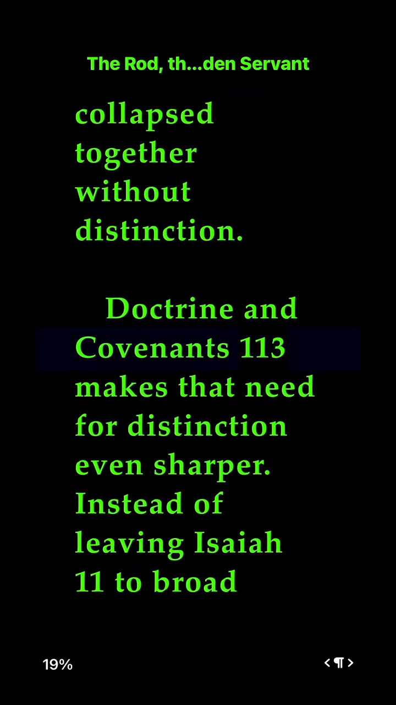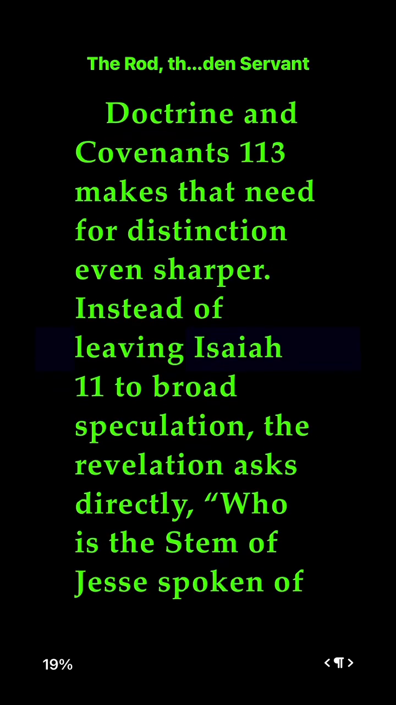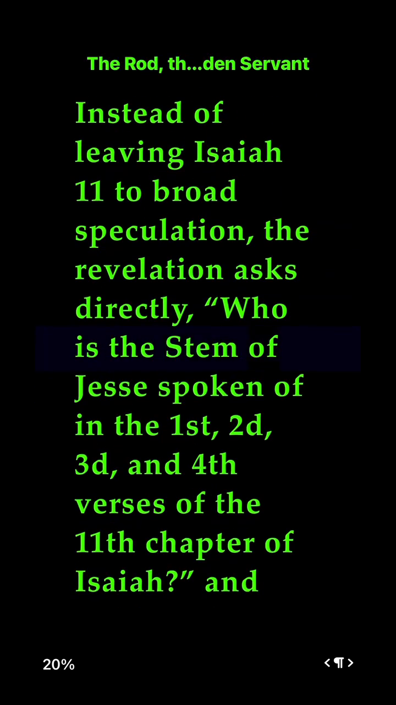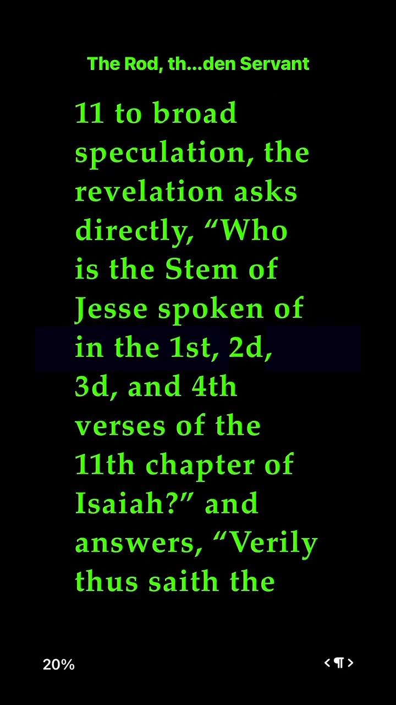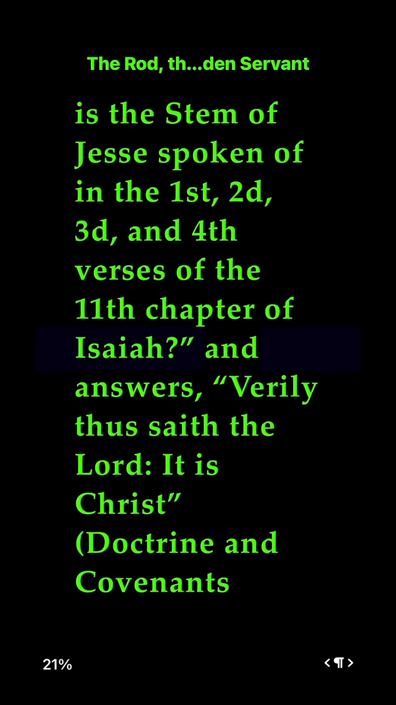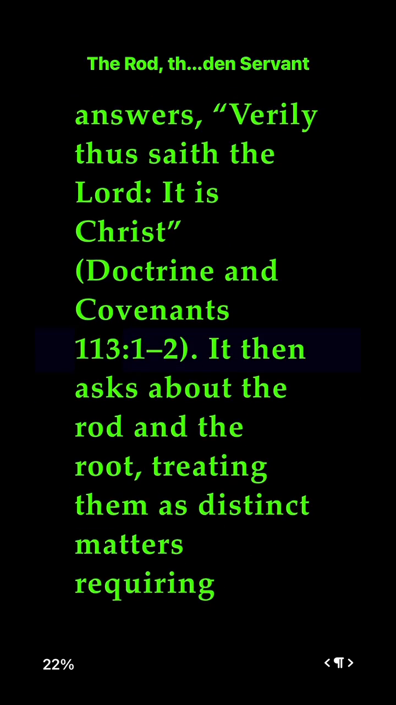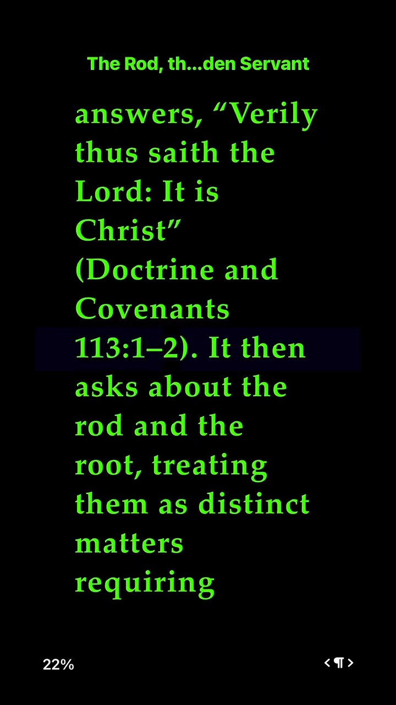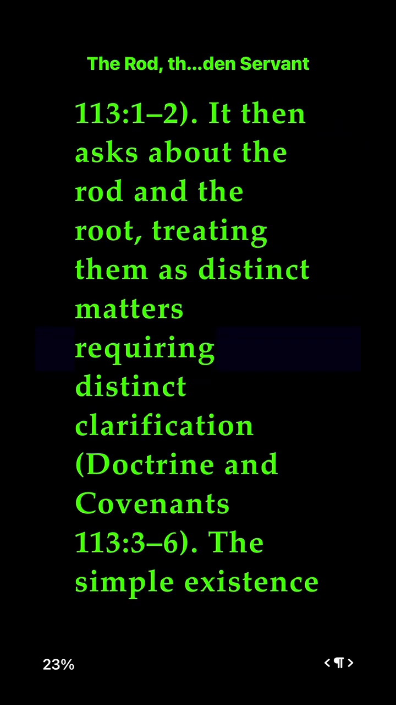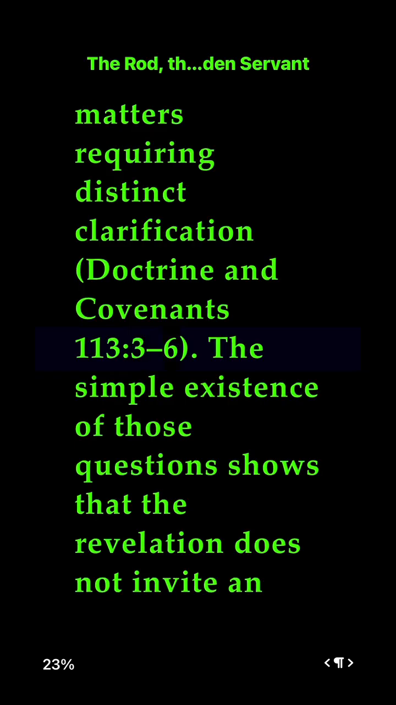Doctrine and Covenants 113 makes that need for distinction even sharper. Instead of leaving Isaiah 11 to broad speculation, the revelation asks directly, "Who is the stem of Jesse spoken of in the first, second, third, and fourth verses of the 11th chapter of Isaiah?" And answers, "Verily thus saith the Lord, it is Christ." Doctrine and Covenants 113:1-2. It then asks about the rod and the root, treating them as distinct matters requiring distinct clarification. Doctrine and Covenants 113:3-6.